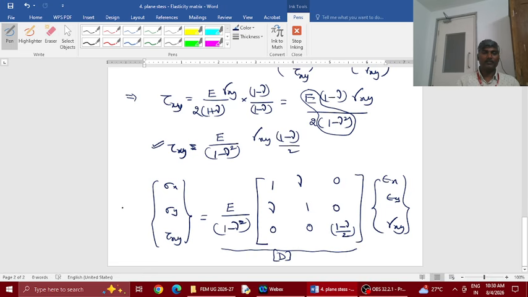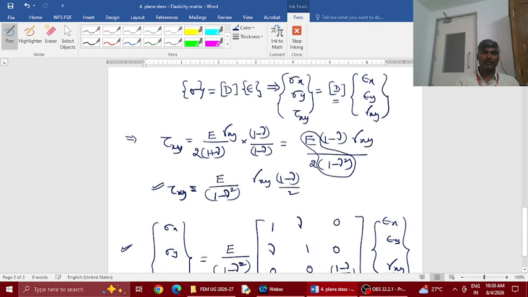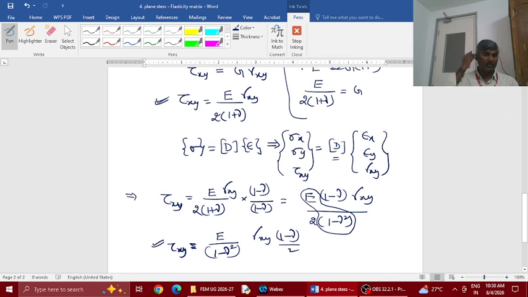So this is how we derive the stress-strain relations for the two-dimensional case, as well as the elasticity matrix to formulate it.